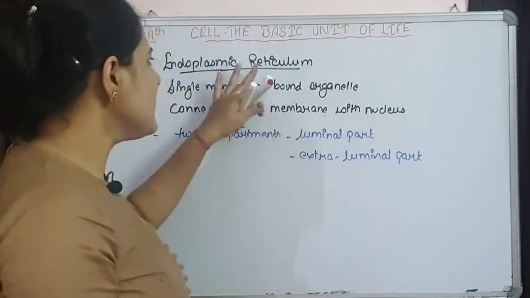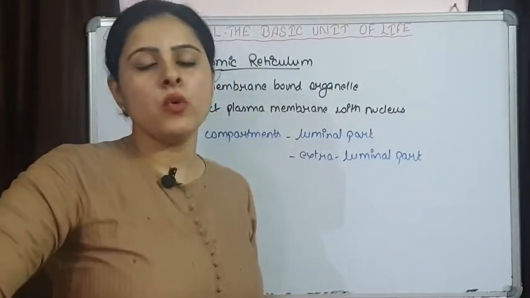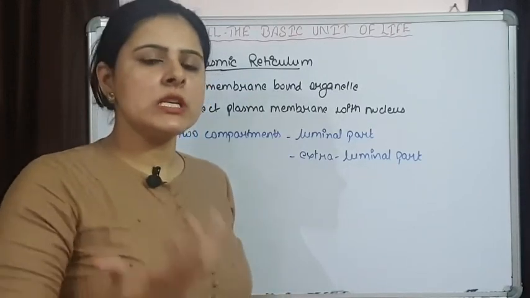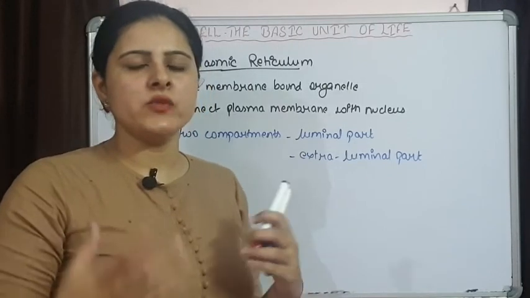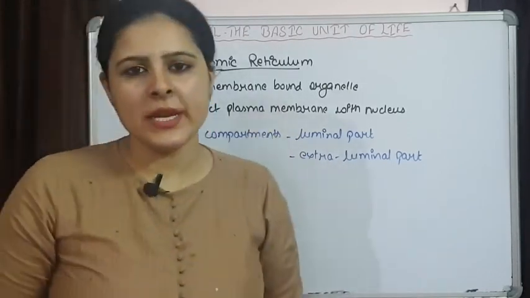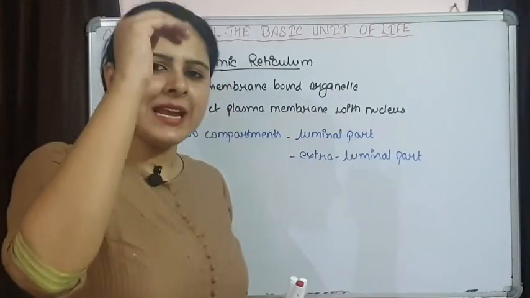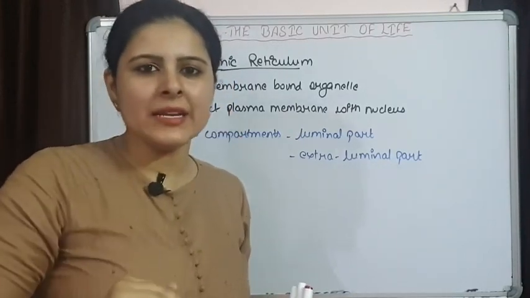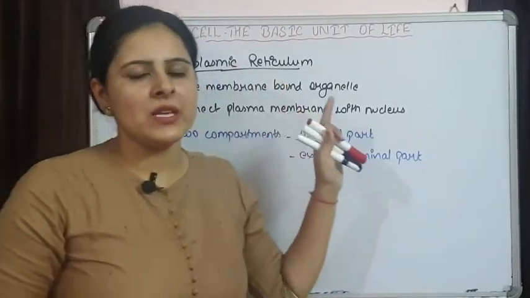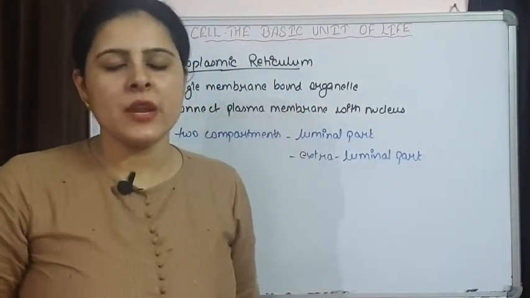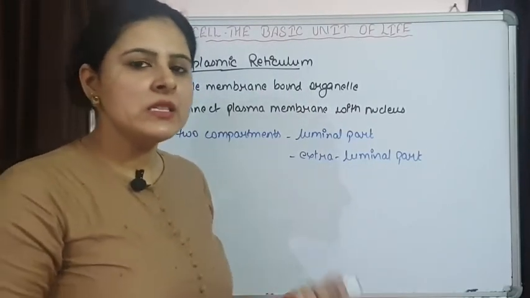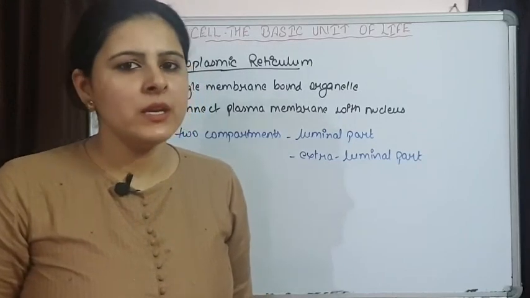Now endoplasmic reticulum is found more in those cells which are metabolically active. They are continuously involved in the synthesis of lipids, fats, proteins. So in those cells the number of endoplasmic reticulum will be more, and the cells that are metabolically inert or less active, like sieve cells, are going to lack endoplasmic reticulum. Mature mammalian RBCs do not have endoplasmic reticulum. Sieve cells are not going to have endoplasmic reticulum.